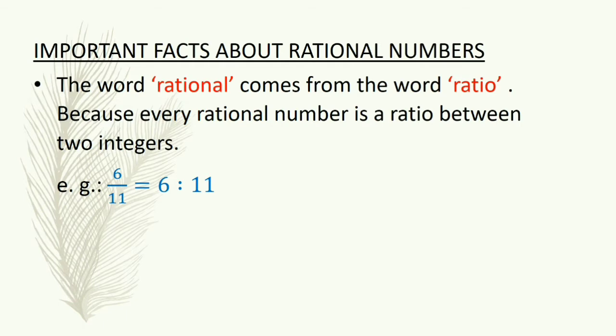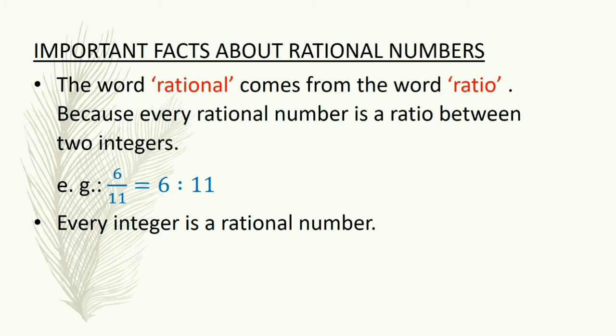The next fact is, every integer is a rational number. We have already seen that rational numbers include all the integers. Now, when an integer is written as a rational number, the denominator will be always 1. Hence, 3 is equal to 3 by 1, minus 5 is equal to minus 5 by 1, and 0 is equal to 0 by 1.